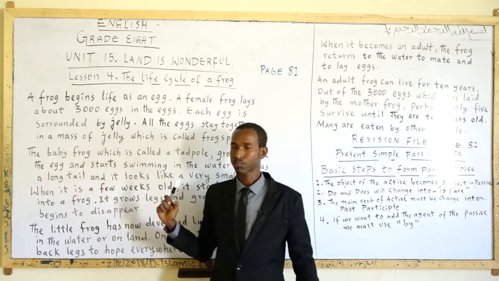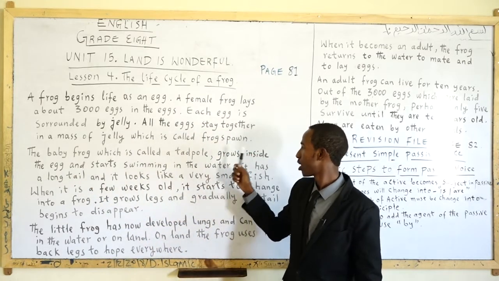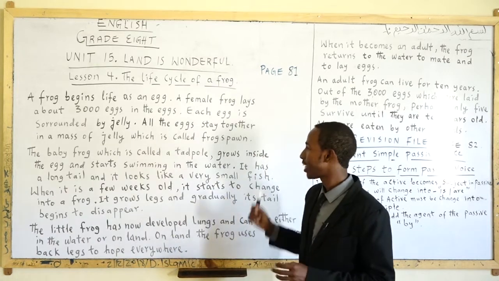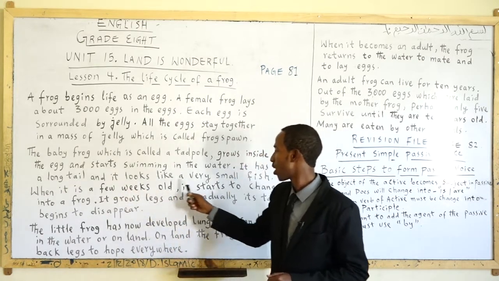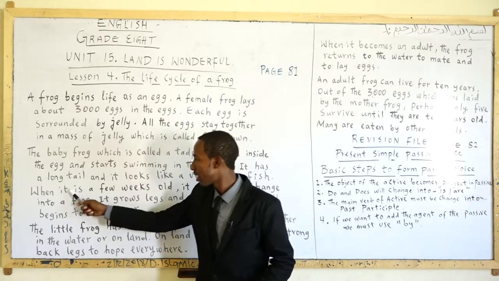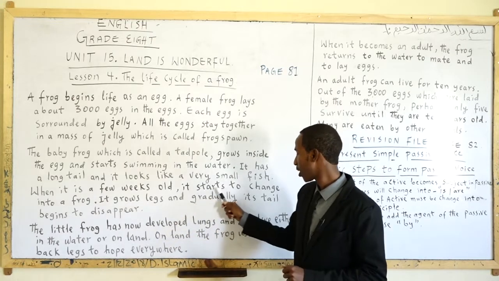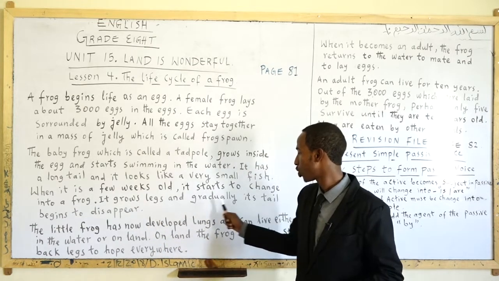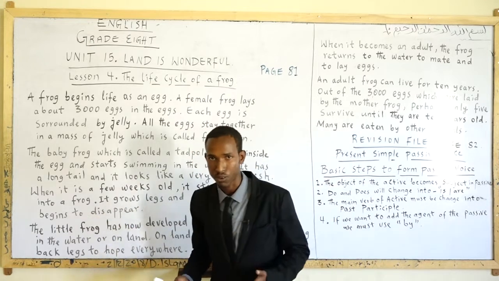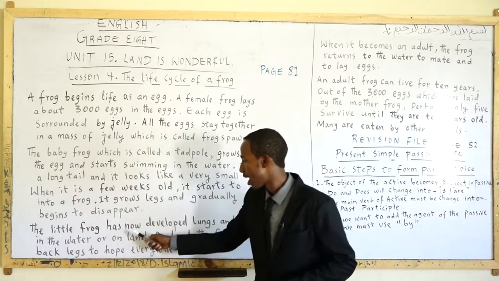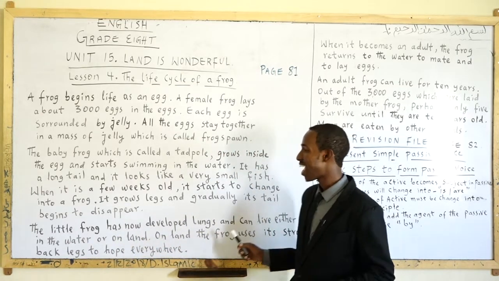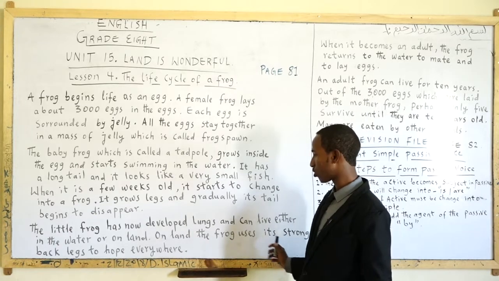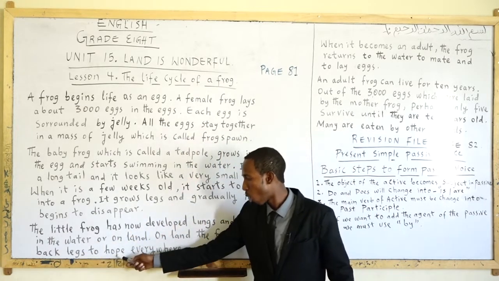The baby frog, which is called a tadpole, grows inside the egg and starts swimming in the water. It has a long tail and it looks like a very small fish. When it's a few weeks old, it starts to change into a frog. It grows legs and gradually its tail begins to disappear. The little frog has now developed lungs and can live either in the water or on land. On land, the frog uses its strong back legs to hop everywhere.